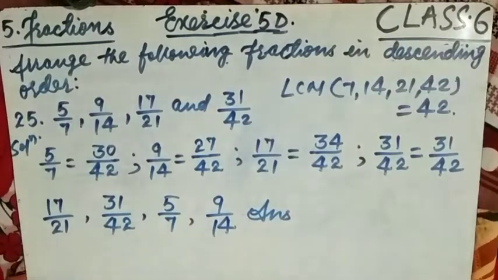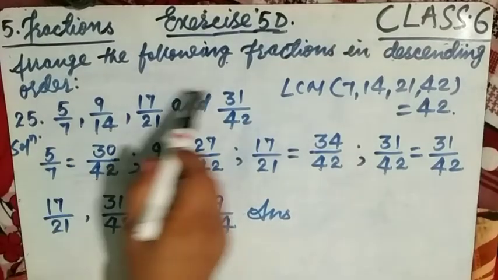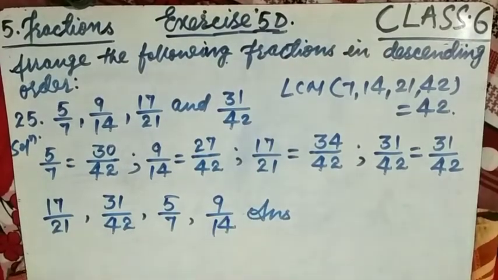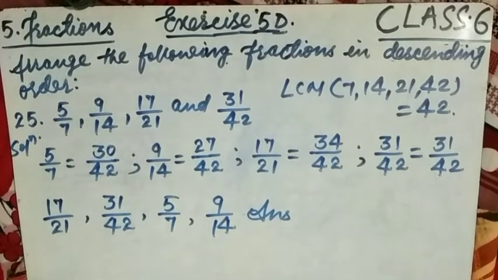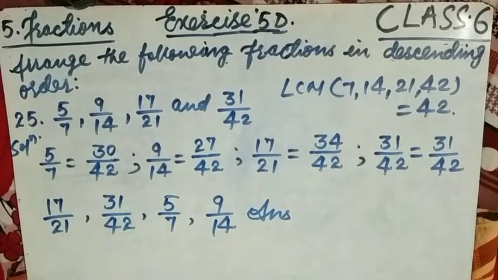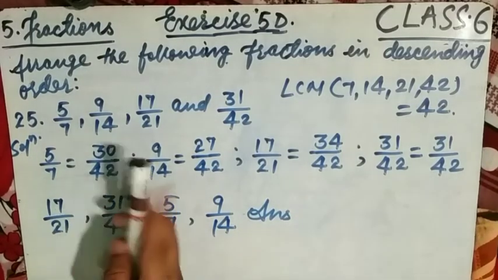Now see, friends, question number 25 says arrange the following fractions in descending order. This is the same question as the previous one, but vice versa. The past question was to arrange the following fractions in ascending order, which means we write the smallest fraction first, then greater, and the greatest last. But here it is just the reverse. First of all, see the fractions.